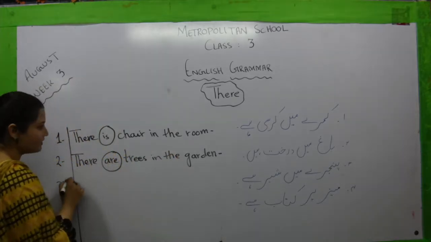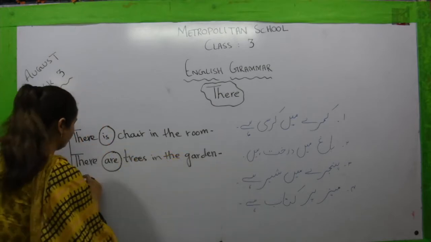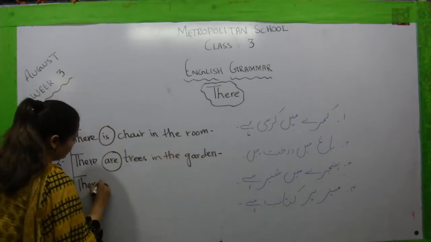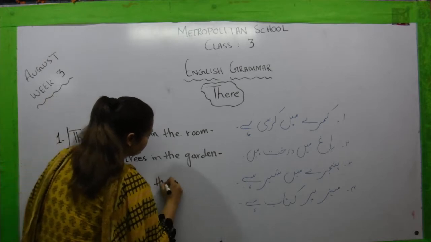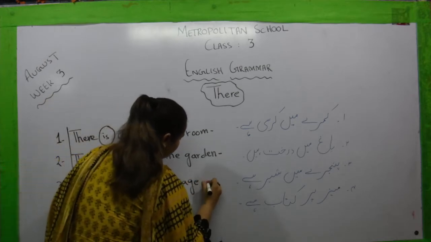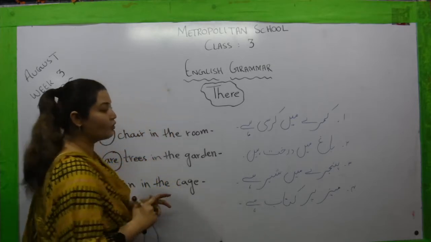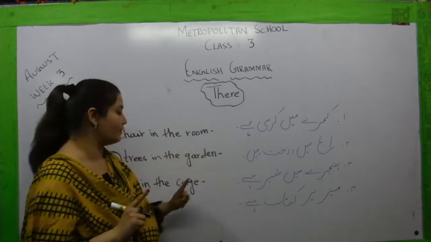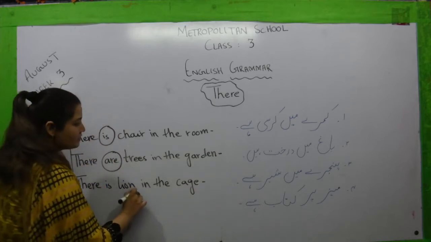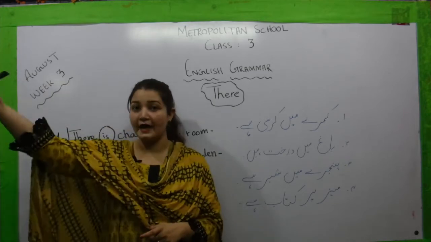Now let's move towards the next sentence, which is पिंजरे में शेर है. There is lion in the cage. Cage means pinjra. Now again, here we are talking about one singular animal, sher, one animal. So we have used is here. There is lion in the cage. It is indicating that the lion is in that place.